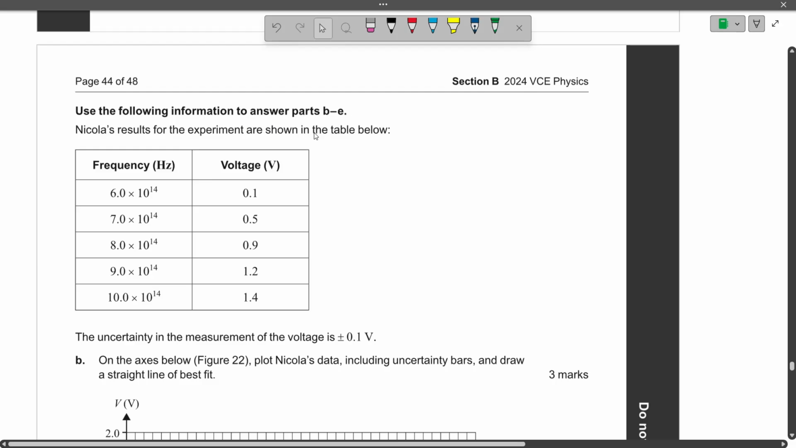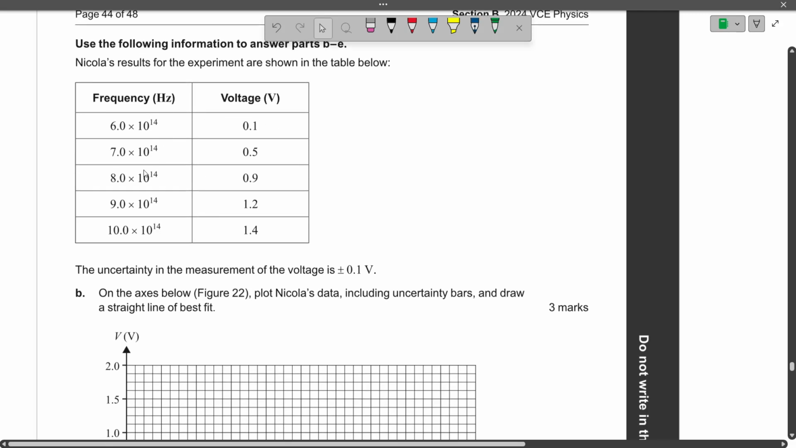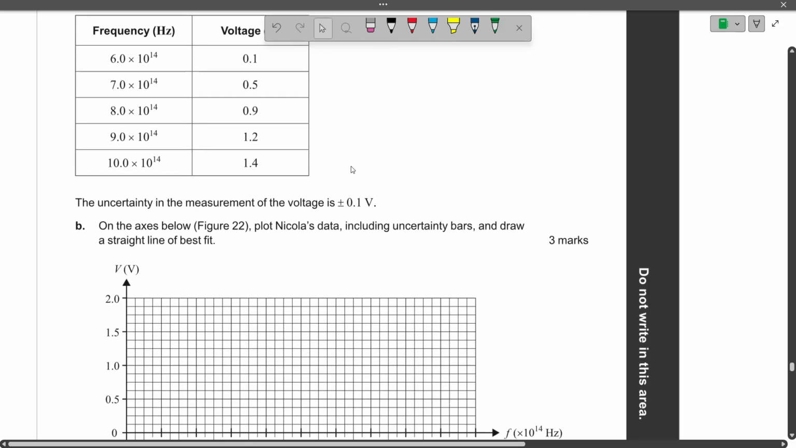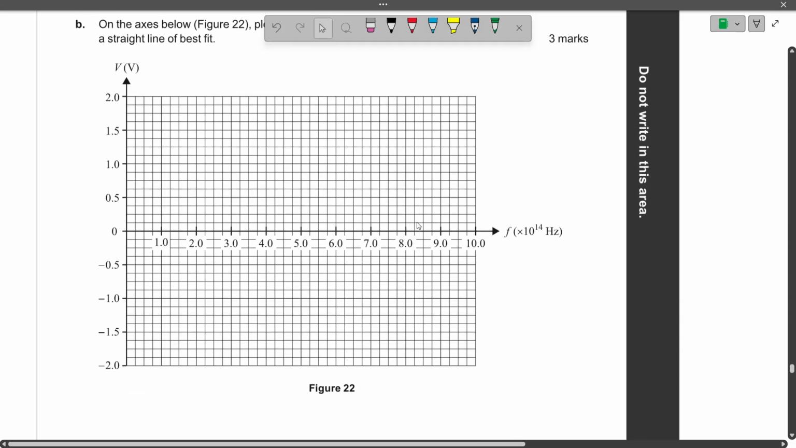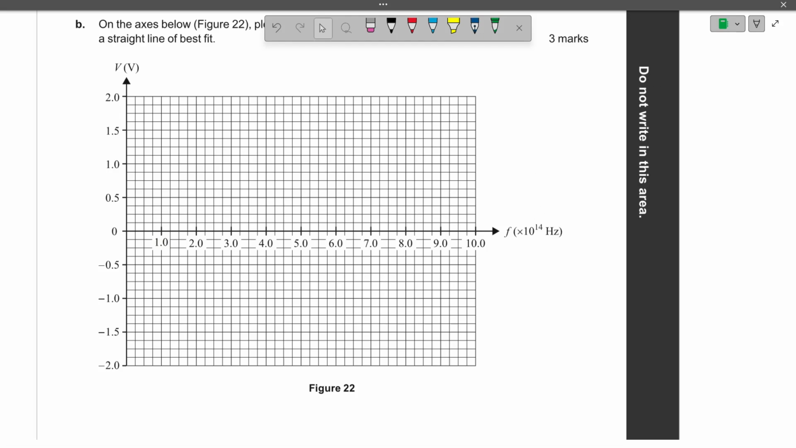Nicola's results for the experiment are shown in the table below. The uncertainty in the measurement of the voltage is plus minus 0.1 volts. On the axis below, figure 22, plot Nicola's data including uncertainty bars and draw a straight line of best fit. All right, so I'm just going to do this and explain to you what everything needs to look like in order to get the full marks, and then we'll come back in a second.